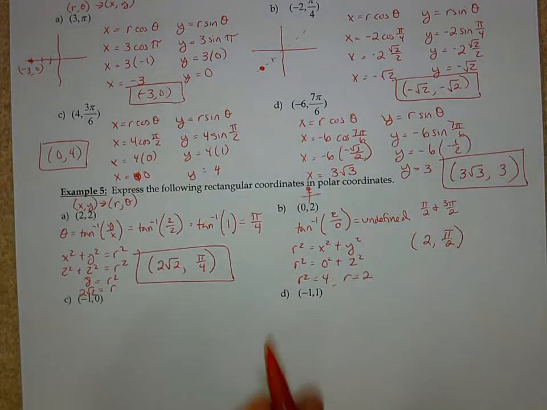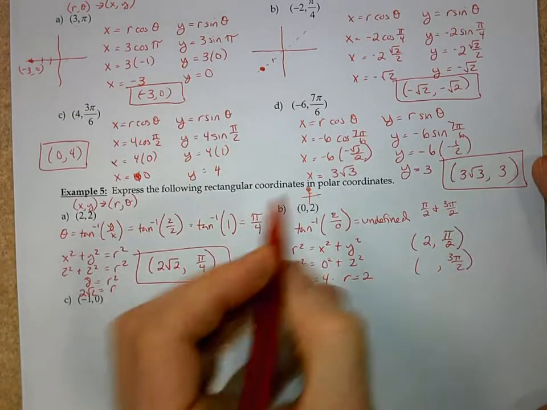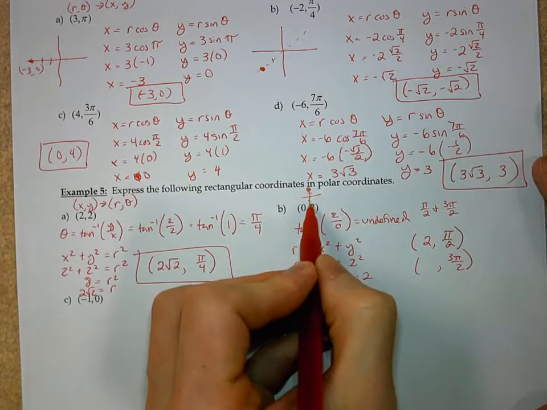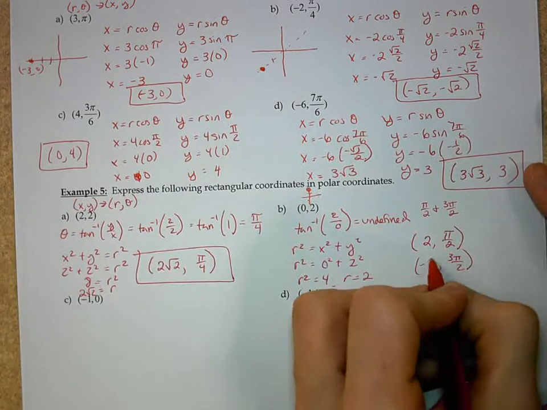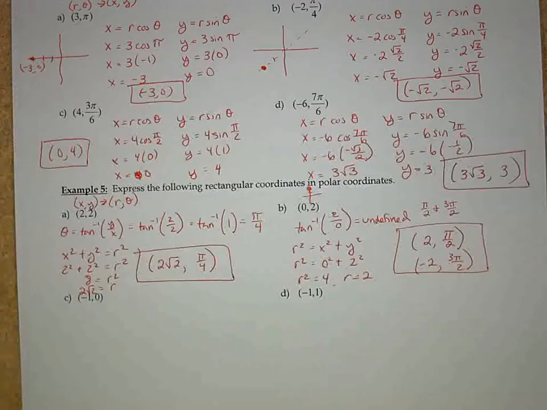The other thing is 3 pi over 2. I know that's my other undefined point, so that means I'd be facing down here. How do I get up to that point? Well, I've got to go negative 2 back. So both of those are legitimate answers for converting 0, 2 into polar coordinates. I don't give you any restrictions on where tangent inverse has to be, so I've got to look at both answers.